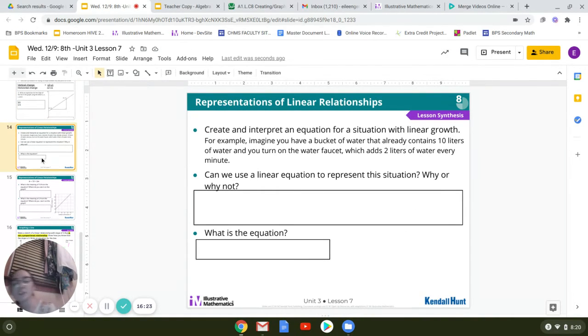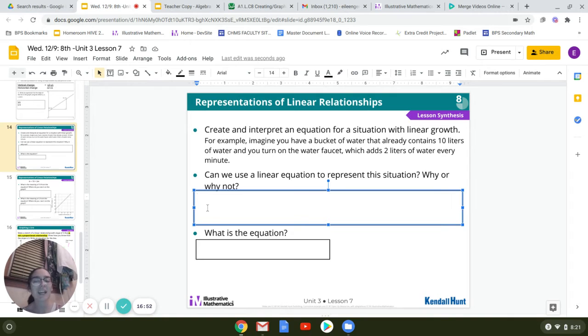If we slide down to slide number 14, it says create and interpret an equation for a situation with linear growth. For example, imagine you have a bucket that contains 10 liters of water, and you turn on the water faucet, which adds 2 liters for every minute. We need to think about, is this going to create a linear equation? Does it have a constant rate of change?